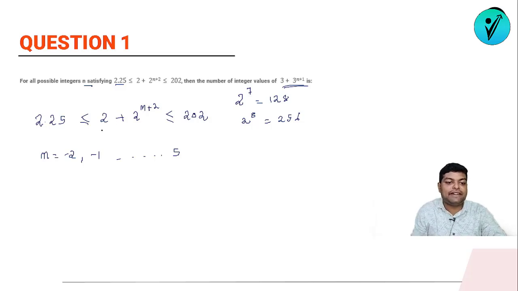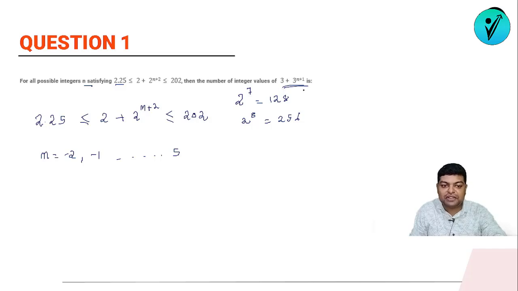Suppose you are keeping the value of n as 6, so it will become 258. Obviously this will not work. So the values of n that are acceptable from this region are from -2 to 5. All the integers from -2, -1, 0, 1, 2, 3 up to 5. But are all values of n acceptable?